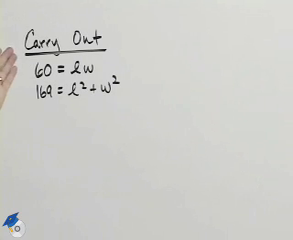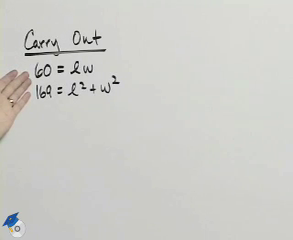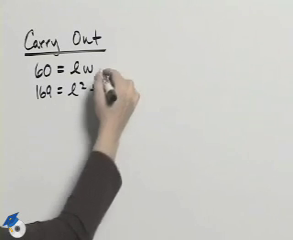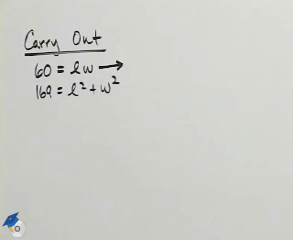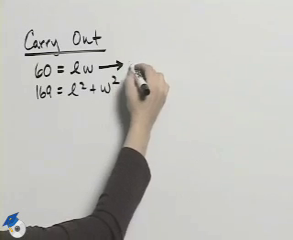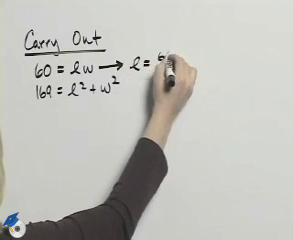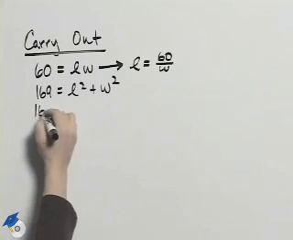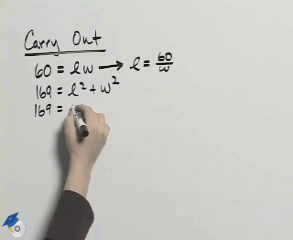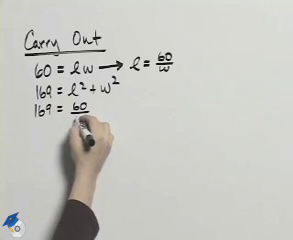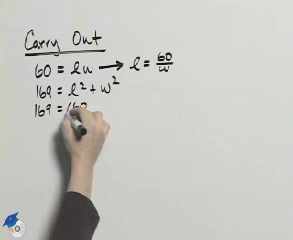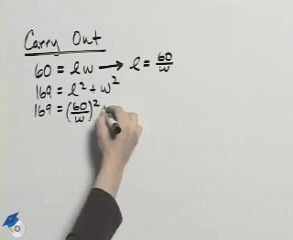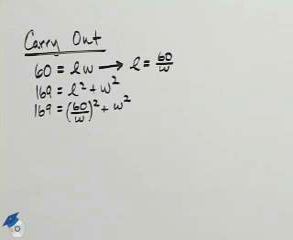Step 3 is to carry out, and so we'll use our two equations that we generated in step 2 to help us solve for length and width. The first step is to solve the first equation for L. So we'll have L is equal to 60 divided by W. Just divide both sides of the equation by W. I can then substitute that value in for L into the second equation, so I'll have 169 equals 60 divided by W, squared, plus W squared.